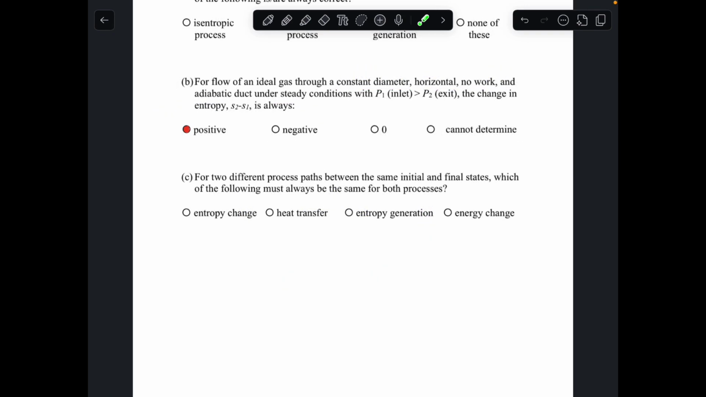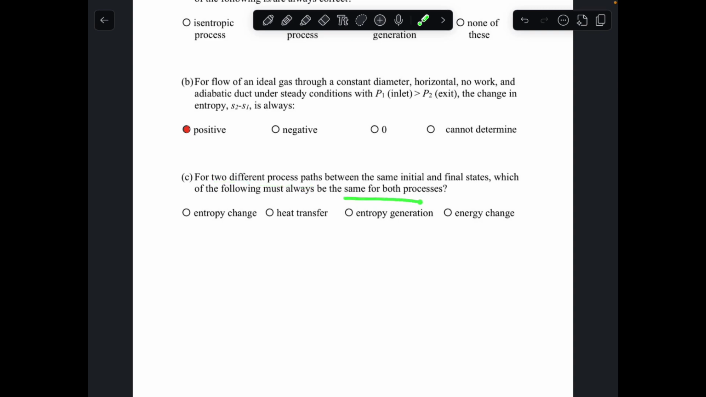Part C is asking for two different process paths between the same initial and final states. Which of the following must always be the same for both processes? I think it can be a bit challenging to understand what the problem is asking here, but really what they're getting after is which of these options are path independent. Because they're asking for two different process paths, which of them have the same value for two different paths.